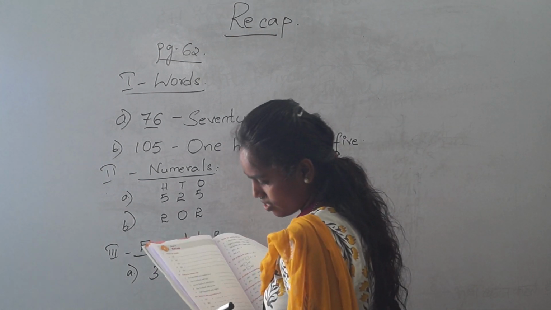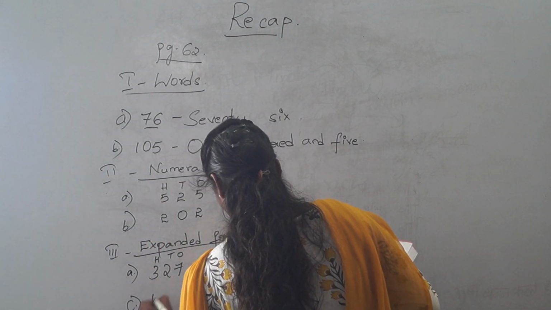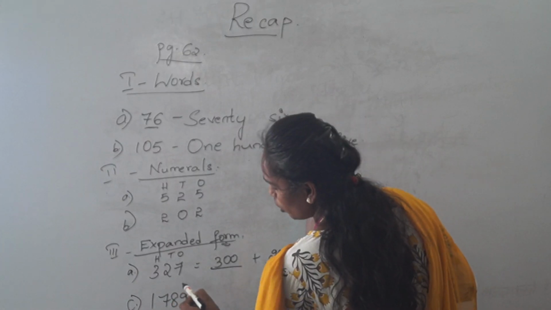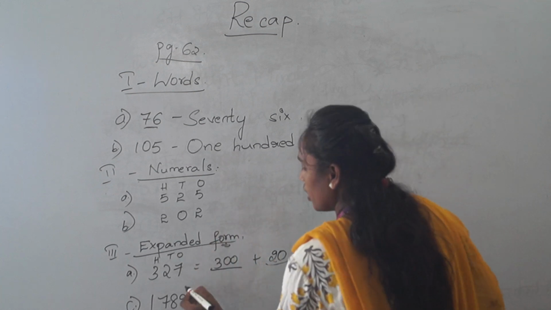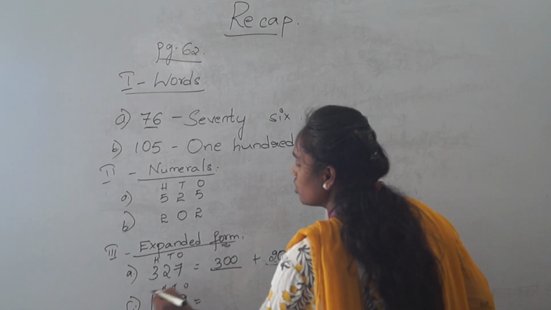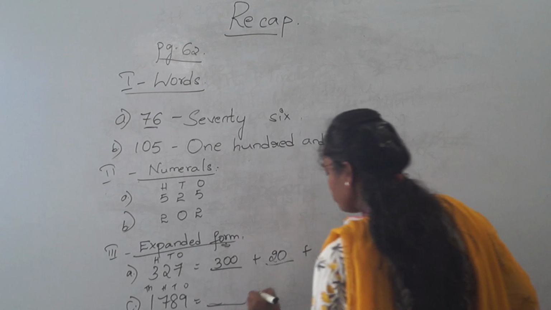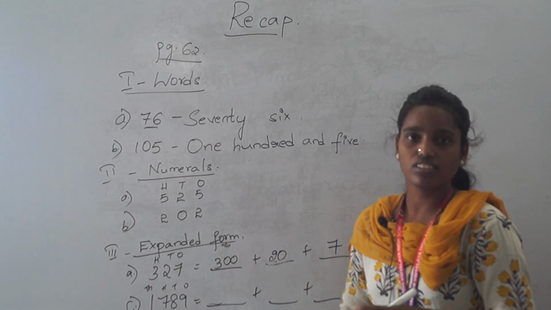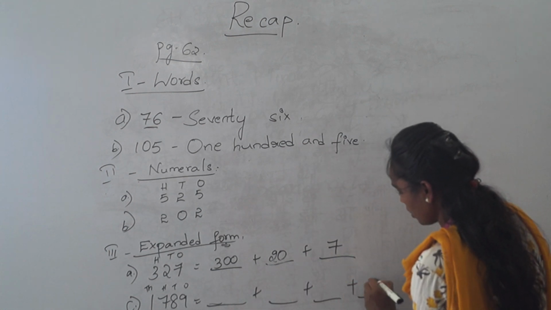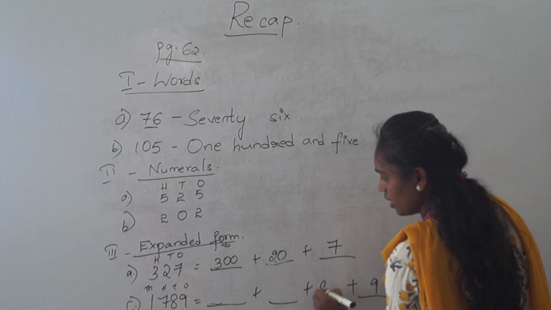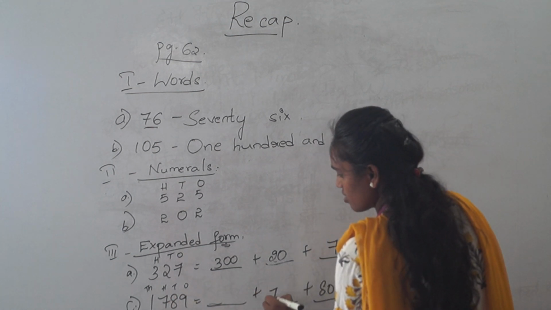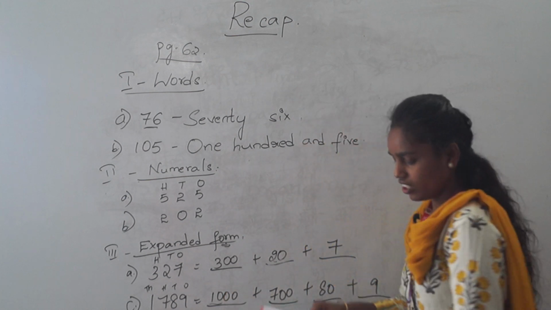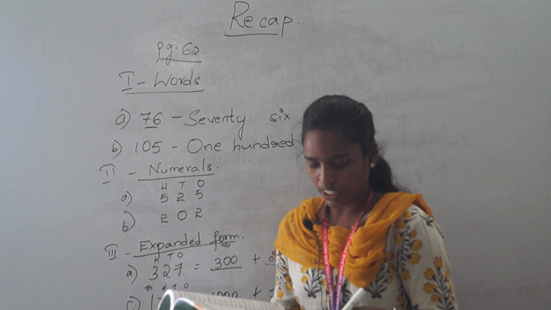And let us go for C bit. What is C bit? 1789. Here children, while you are making place value: ones, tens, hundreds, thousands. So what is in ones place, children? Can you say? 9. Yes, very good. Tens place? 80. Hundreds place? 700. Thousands place? 1. Okay children, similarly do the remaining bits.